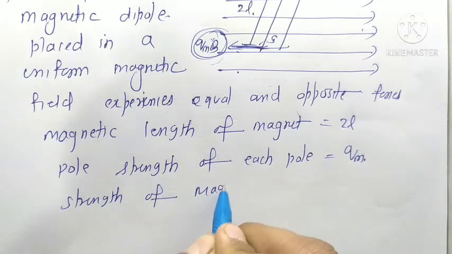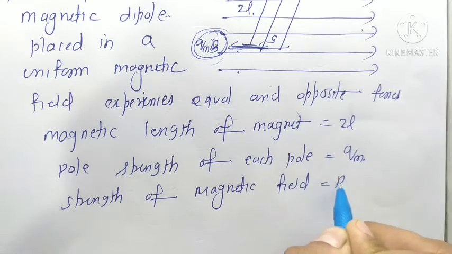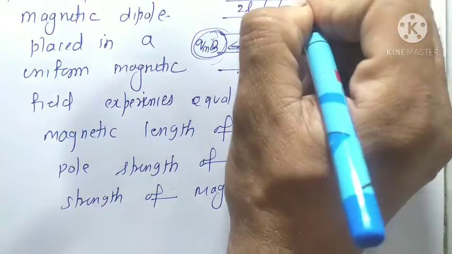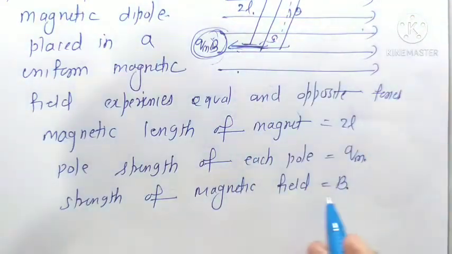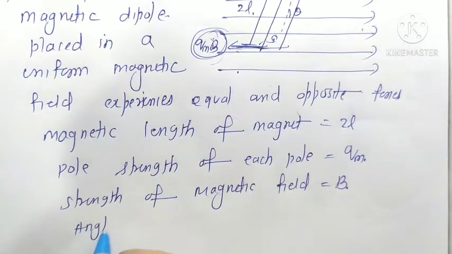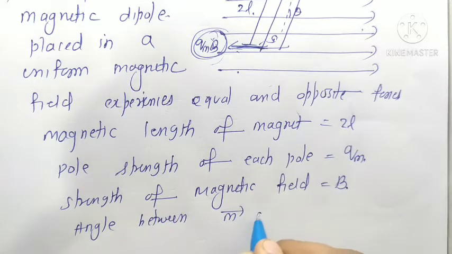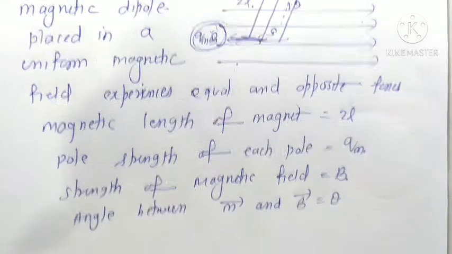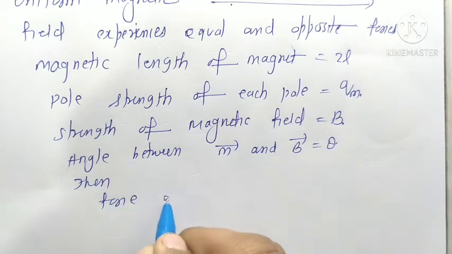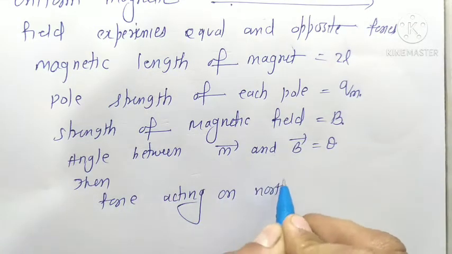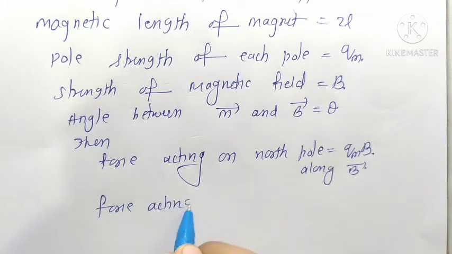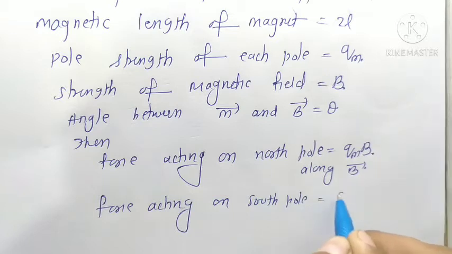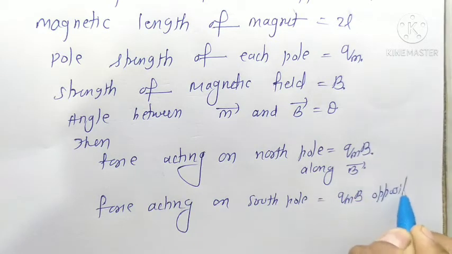The strength of the magnetic field is equal to B, and this magnetic moment makes an angle theta with B. Then the force acting on the north pole is QMB, we only take the magnitude value here, along the direction of the magnetic field, and the force acting on the south pole is QMB, but opposite to the direction of the magnetic field.